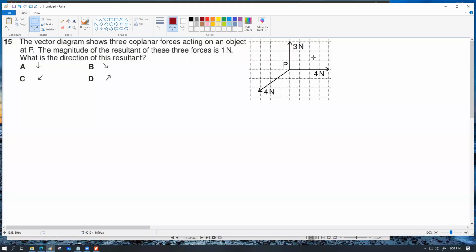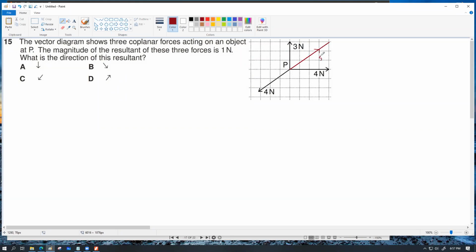Now have a look. This is 3 plus 4. If I apply the Pythagorean rule, the resultant of only these two forces should be 5 in this direction, right? The resultant of 3 plus 4 should be working in this direction, and its value should be 5, because the root of 3 squared plus 4 squared gives you 5.